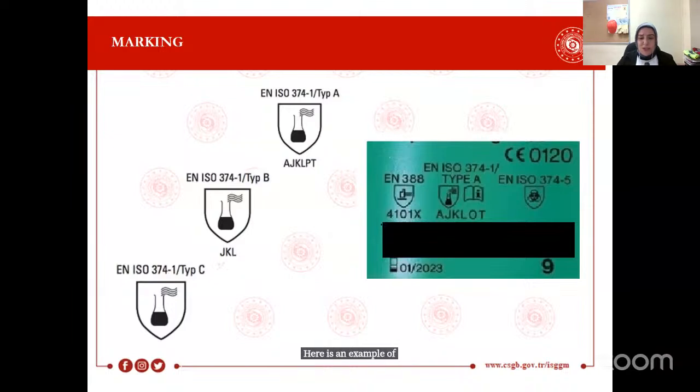And here's an example of a label for a chemical glove. This is a type A glove. We can see the 6 chemicals here. This glove also protects against mechanic risks, and we see the mechanic performance levels under the pictogram. And we see the CE mark, and because this is a chemical glove, it's in the high risk group, so it's category 3. So we see the notified body number next to the CE mark.